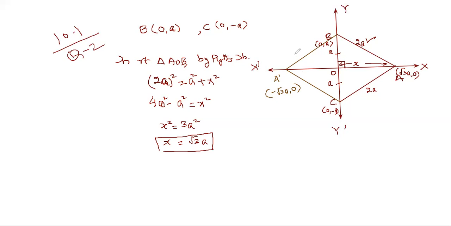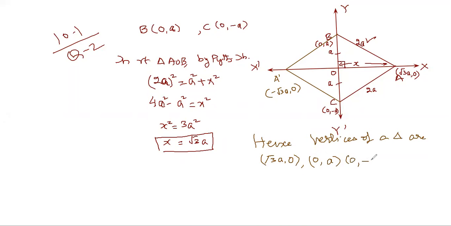So we have to write that hence the vertices of the triangle are either (root 3 a, 0), (0, a), (0, minus a), or (minus root 3 a, 0), (0, a) and (0, minus a).